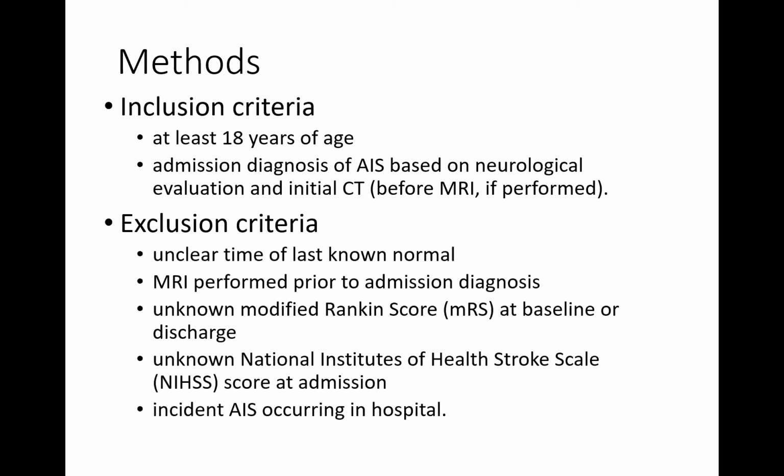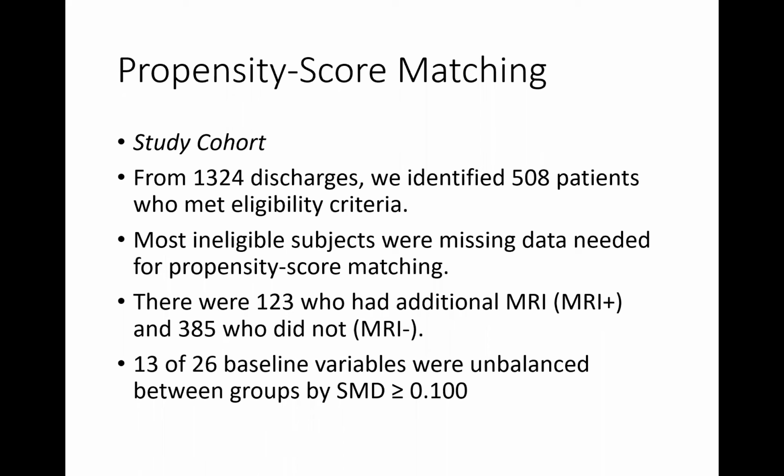The exclusion criteria were essentially incomplete information. And that was the information that we were going to need at baseline to model the propensities. So, Hightower looked at 1,324 discharges and came up with 508 patients who met the eligibility criteria. I looked at all 508 patients to make sure that they did, and also looked at them for what their initial CT scan showed. And we ended up with 123 who had an MRI and 385 who didn't.